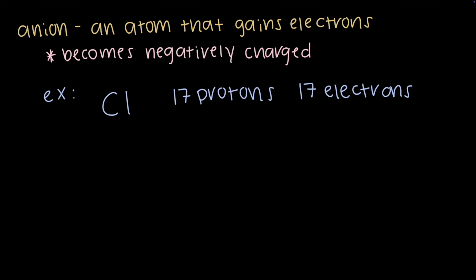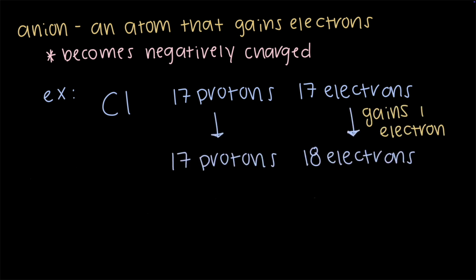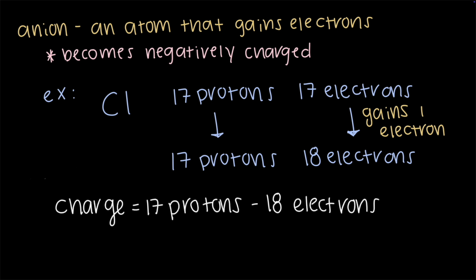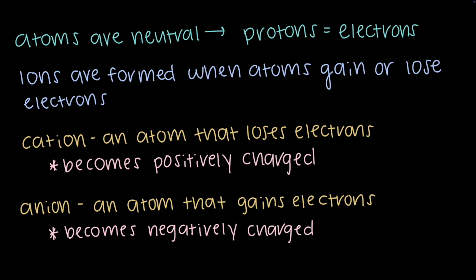Chlorine has 17 protons and 17 electrons. If it gains 1 electron, it now has 17 protons and 18 electrons. 17 minus 18 will equal a -1 charge, so I'm going to put a minus at the top right, so we'll have Cl minus or Cl-1. Creating ions or elements with charges will not change the number of protons because this is still the element's identity, but we will change the number of electrons when the charge changes.